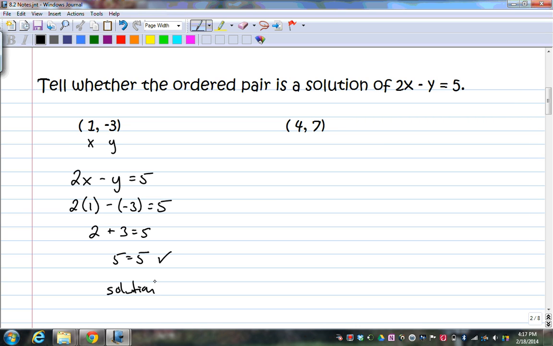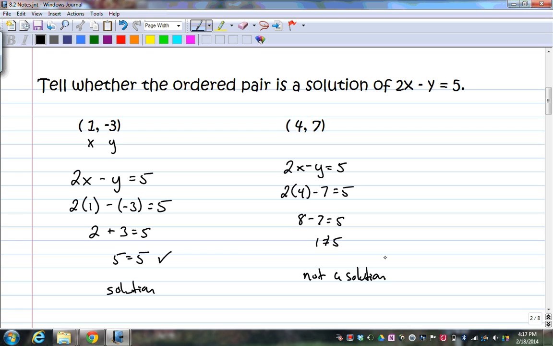Okay, the next one, 4 and 7. Put those in the equation. Again, I'm just going to rewrite the equation though. 2x minus y equals 5. So I have 2 times 4 minus 7 should be equal to 5. This is 8 minus 7 is equal to 5, and 1 equals 5. This is not true, so this is not a solution.